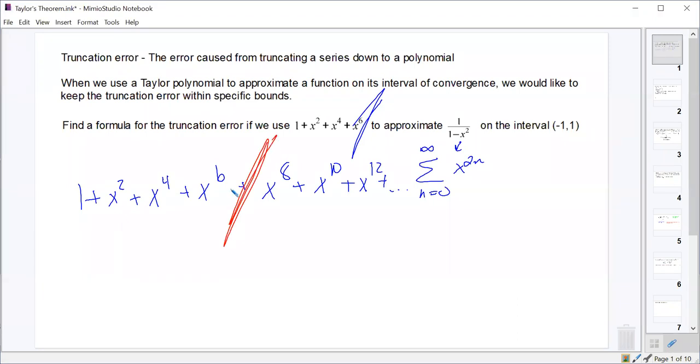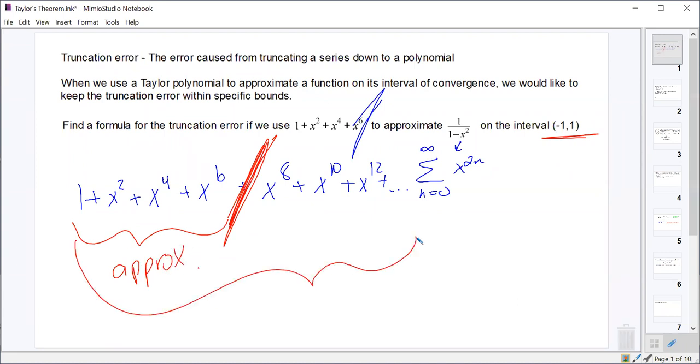We're going to use just this 6th degree polynomial, this Taylor polynomial, to approximate the value of this function at some x value on its interval of convergence, or some x value between -1 and 1. And so the question is, about how much are we off by, or what is the maximum amount that we could be off by? Okay. And so the amount that we are off by, this is our approximation, right? This is the actual value.